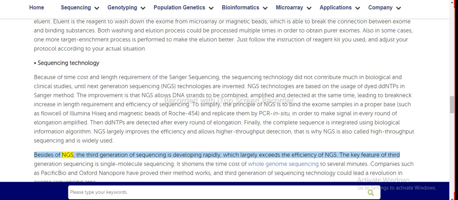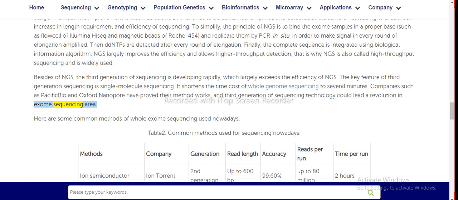Besides NGS, third-generation sequencing is developing rapidly and largely exceeds the efficiency of NGS. The key feature of third-generation sequencing is single-molecule sequencing. It shortens the time cost of whole genome sequencing to several minutes. Companies such as Pacific Biosciences and Oxford Nanopore have proved their methods work, and third-generation sequencing technology could lead a revolution in the exome sequencing area.